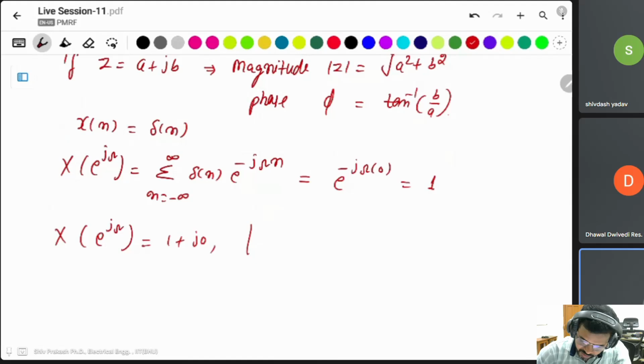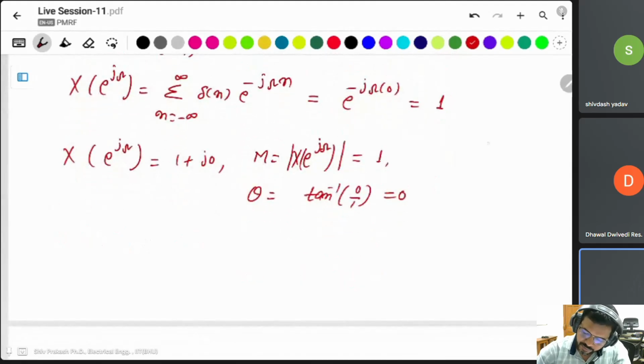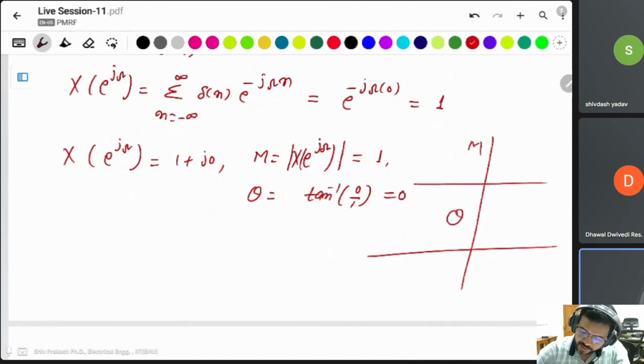The magnitude of this one, the magnitude of X(e^(j omega)), is equal to 1, and the angle theta is tan inverse of 0 by 1, which is equal to 0. In this case, you can plot the magnitude here and the angle here. The magnitude of this one is 1, which means simply a constant value from minus infinity to plus infinity. The angle is 0. There is no angle in this case because there is only a real term.